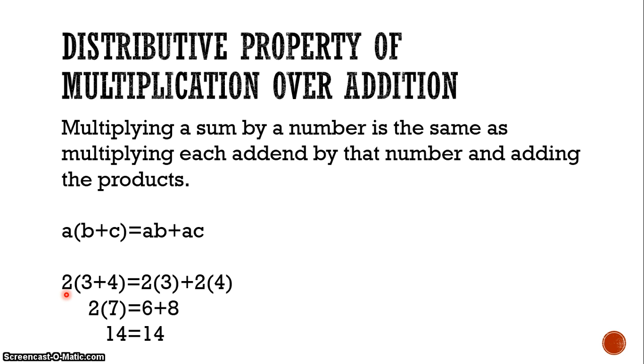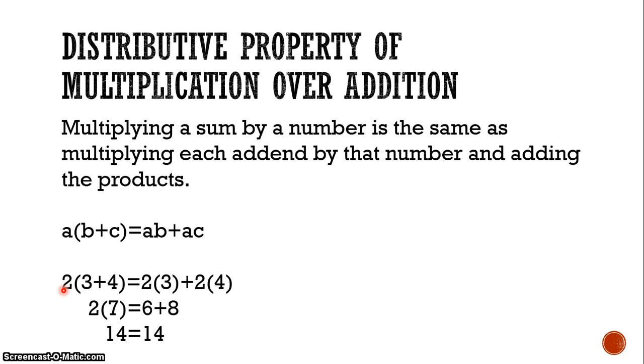So I have 2 times the sum of 3 and 4. If I just did it the way it's written, I would multiply 2 times 7, since 3 plus 4 is 7, so 2 times 7 is 14. Or I can do it this way. I can do 2 times 3, and then I can do 2 times 4.